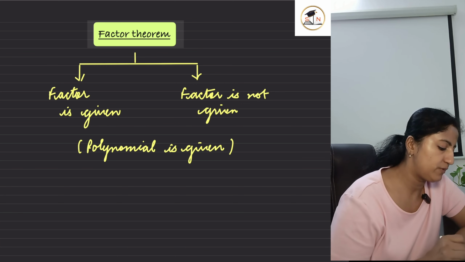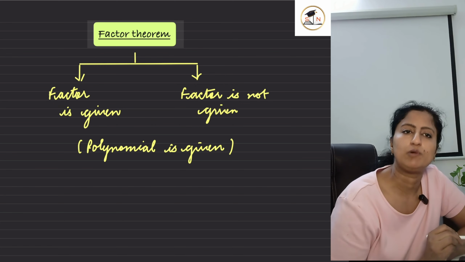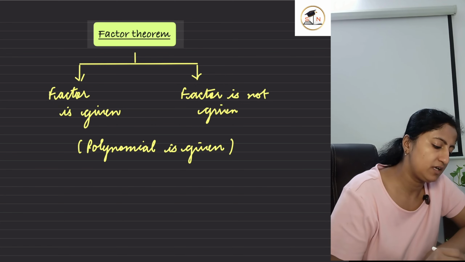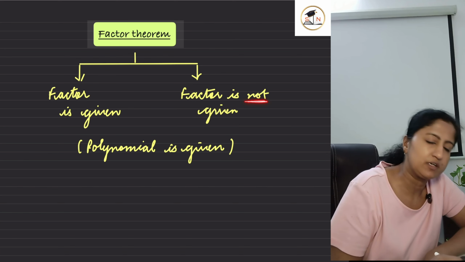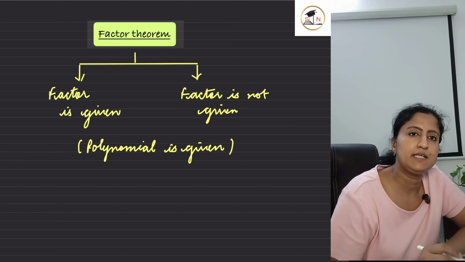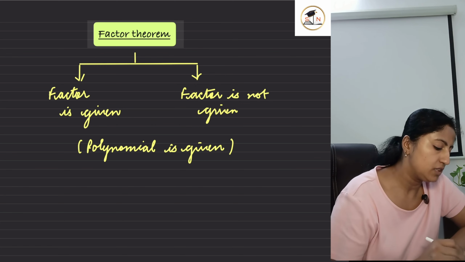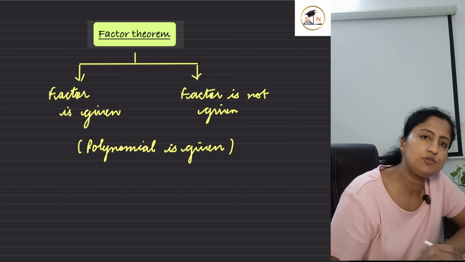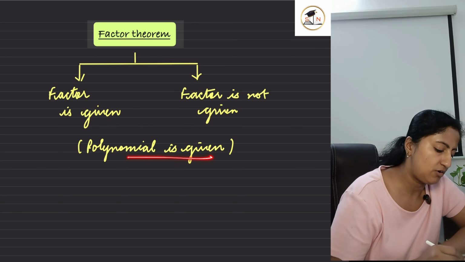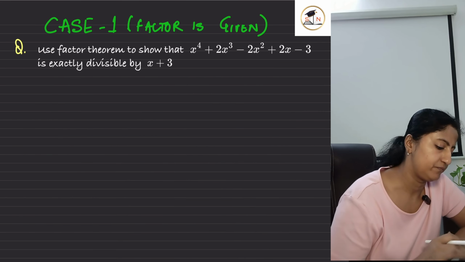The first, when we have factor given to us. And the second one, when factor is not given. That means we are just talking about the factor being given or not given. However, the main polynomial for which we need to check is always going to be given to you. So let's start with the case 1 when factor is given.